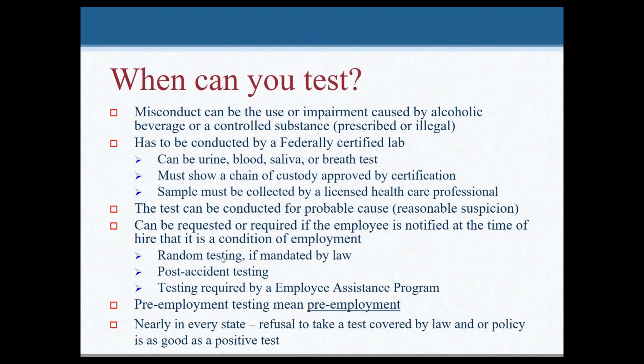Now, the test can be conducted for probable cause, which is called reasonable suspicion. We're going to talk a lot more about that in a minute. It can also be requested or required if the employee is notified at the time of hire that it's a condition of employment, for example random testing, DOT for example. Other areas might require random testing, post-accident testing, and then, of course, testing that's required by an employee assistance program. Oftentimes, when you enter into an employee assistance program for substance abuse, one of the prerequisites is that you can be randomly tested at any time for a period of time.